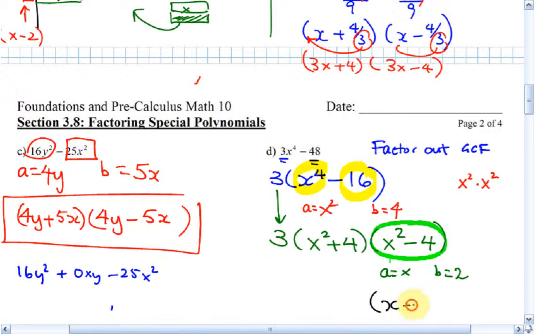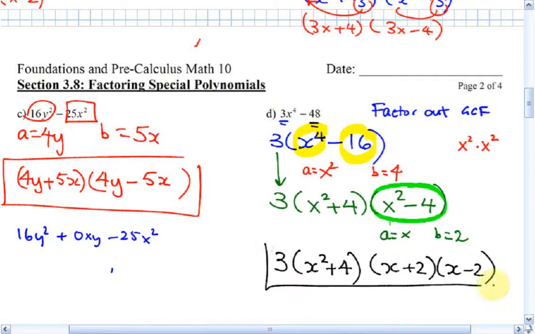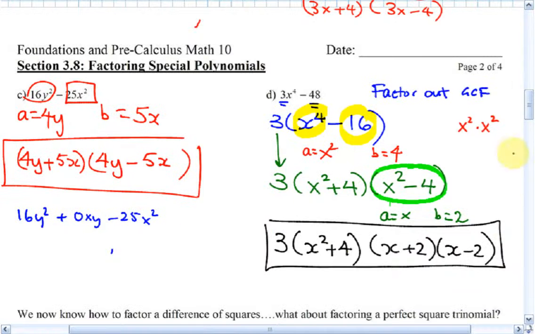X plus 2, x minus 2. And then what about the stuff in the front? That's right, put the 3 in the front. Also put the x squared plus 4 in the front as well. So finally, after all that work, this is what I call the fully factored form. Okay? I kept the x squared because I can't factor that part. I can only factor what I call difference of squares. This x squared is from there.